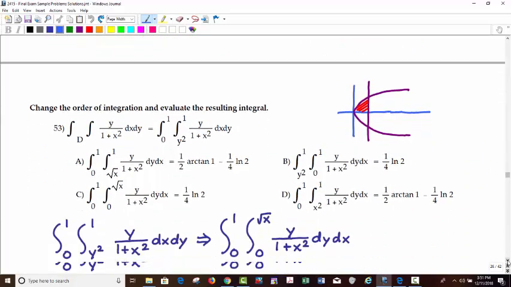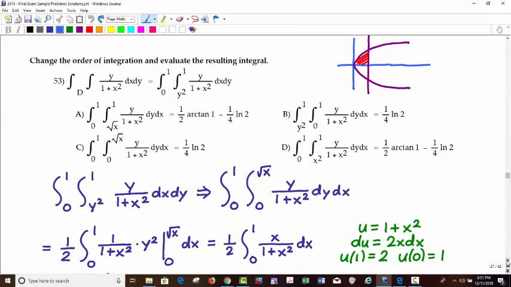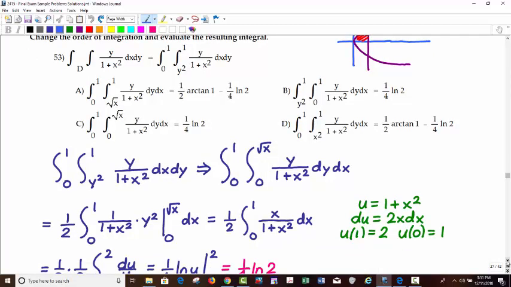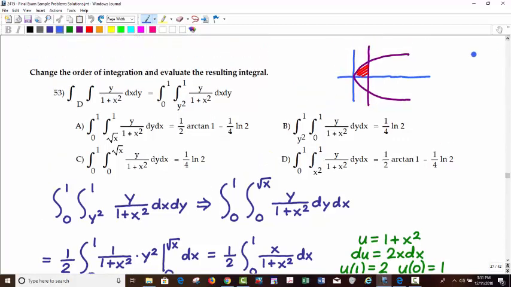Now here's another one: change the order and then evaluate. We'll see what we have here. Let's get the region all taken care of here.